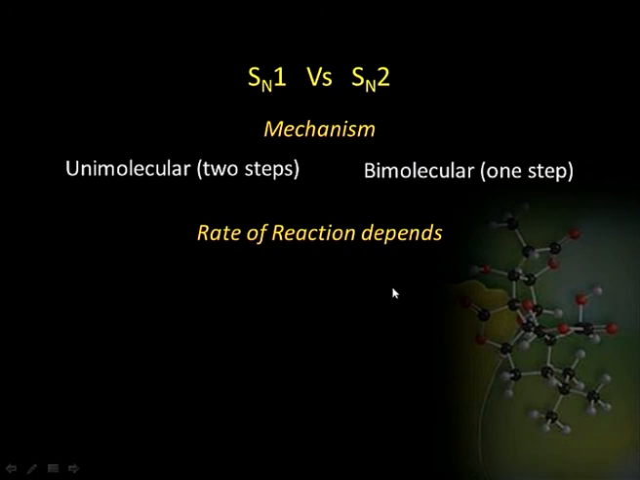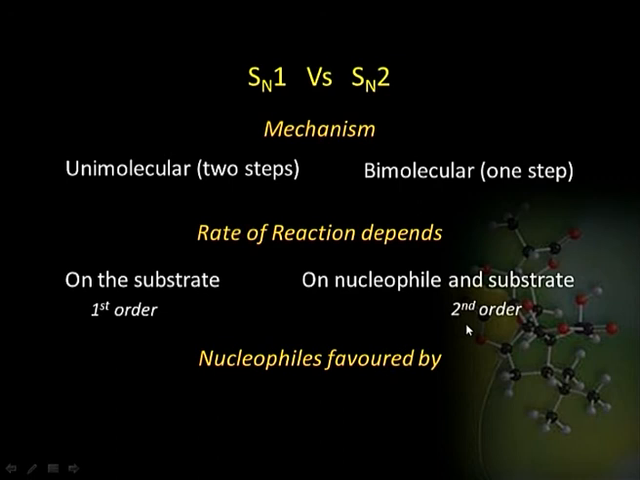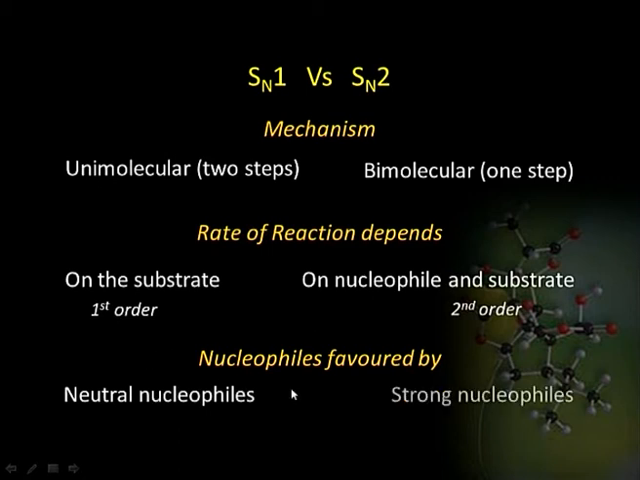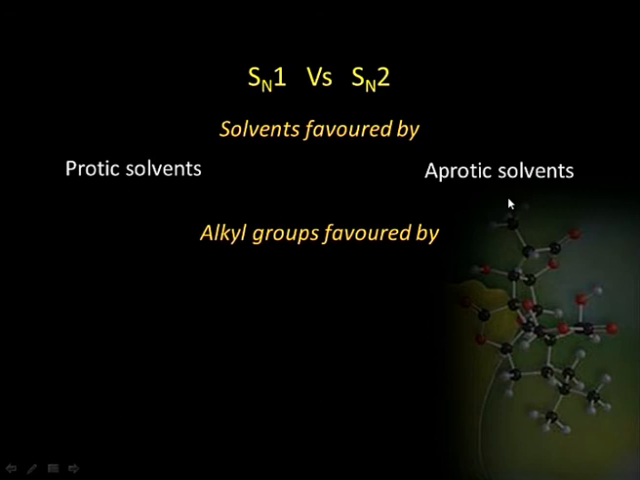The rate of reaction in case of SN1 depends on the substrate, and in case of SN2 it is dependent on the nucleophile as well as substrate. The SN1 is first order, whereas SN2 is second order. Neutral nucleophiles are favored in case of SN1, whereas strong nucleophiles are required in case of SN2. The solvents, protic solvents favor SN1, whereas aprotic solvents favor SN2.